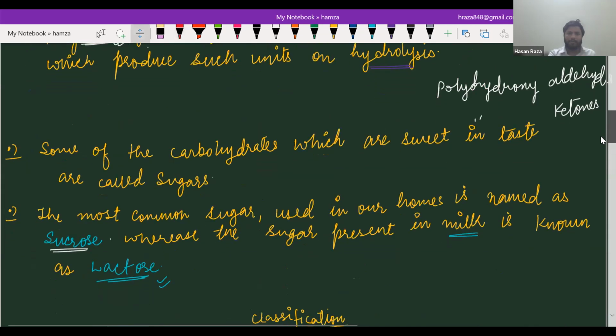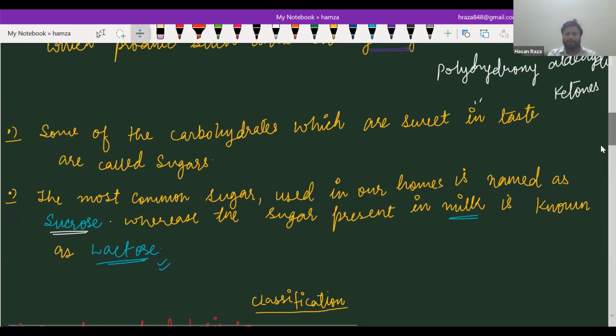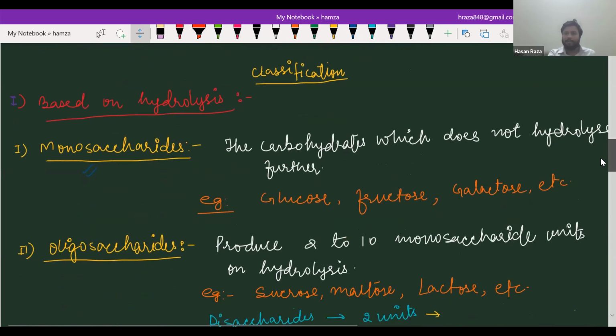Now take a screenshot of this. It's just a definition, you will get it. Carbohydrates that are sweet in taste are called sugar. The most common sugar used in our household is called sucrose, and the sugar present in milk is called lactose. Now come to the classification point.